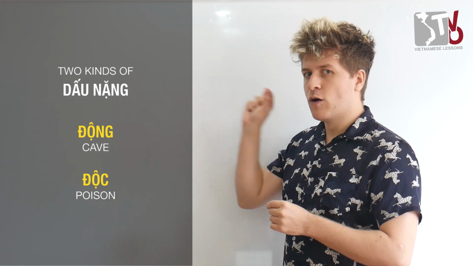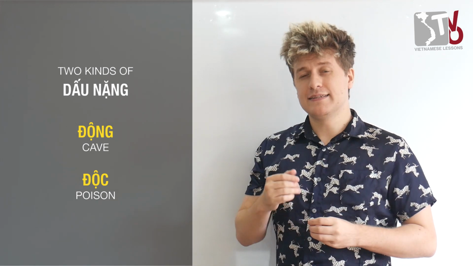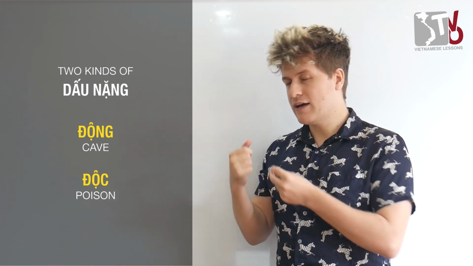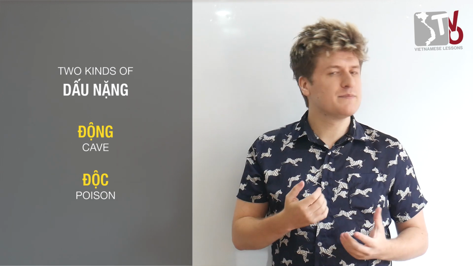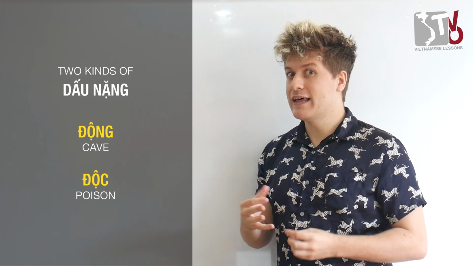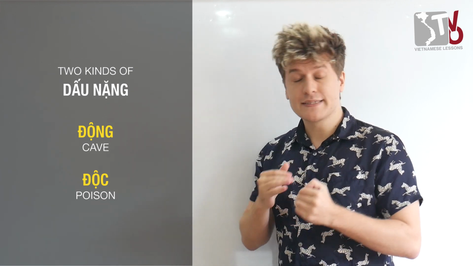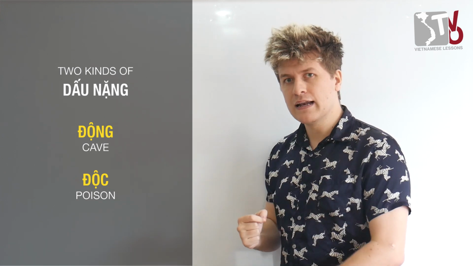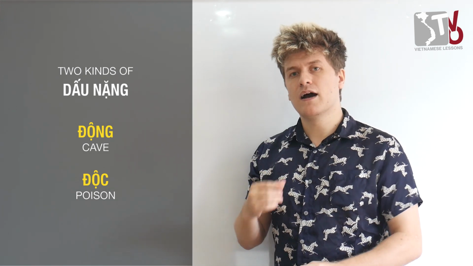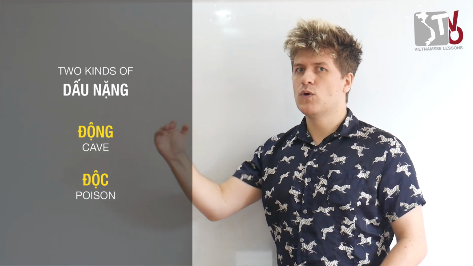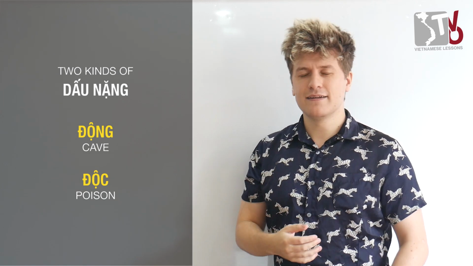So if both độc and động have a k sound at the end, and they both have a nặng, then what's the difference between them? Well, I struggled with that for a really long time. And what I realized is the difference is the tone. Specifically, the word động occurs at a higher pitch than the word độc, as in poison.